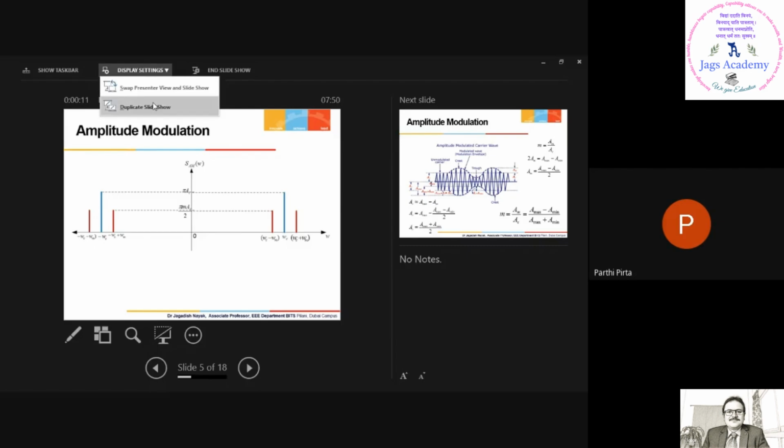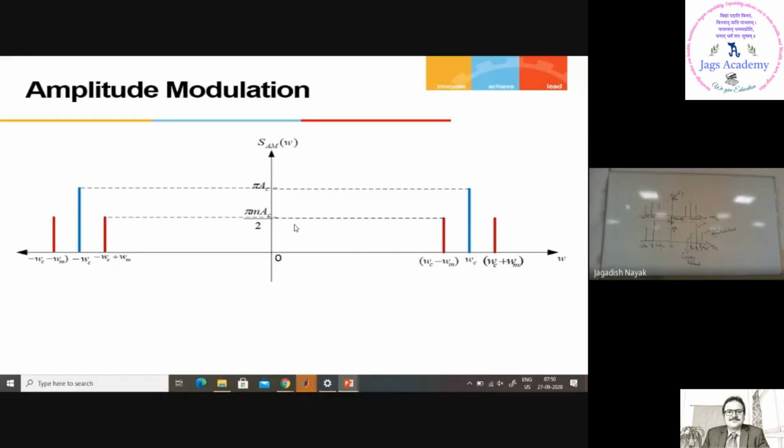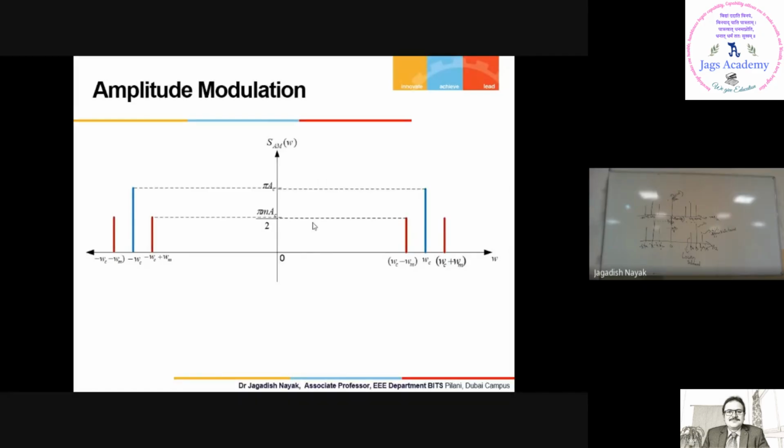Sir, on the negative side also we'll have the upper sideband and the lower sideband frequency. Sorry, this is FC minus FM. Is it clear about the spectrum of the EM wave?